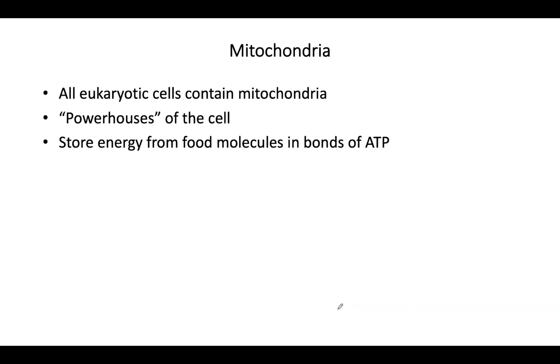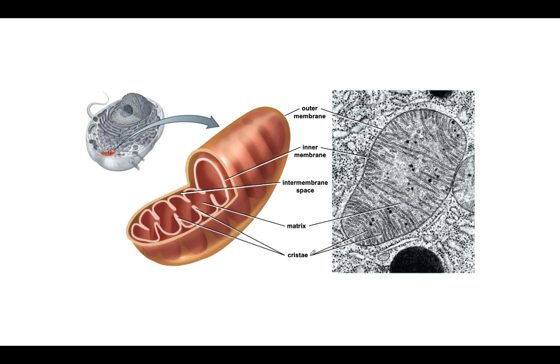Mitochondria are called the powerhouse, storing energy from food molecules in the bonds of ATP. So ATP molecules are generated in mitochondria. It has this structure: two membranes, an inner membrane and an outer mitochondrial membrane. The outer membrane is smooth, whereas the inner mitochondrial membrane forms deep folding. We call this cristae. The mitochondrial membrane encloses two fluid-filled spaces. The space between the inner and outer mitochondrial membrane we call the intermembrane compartment.